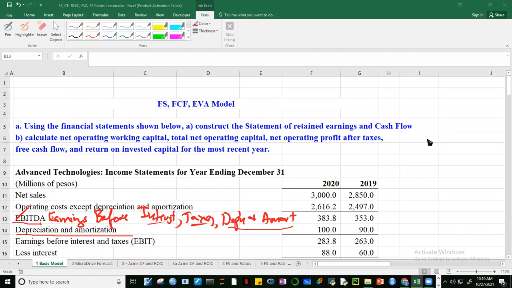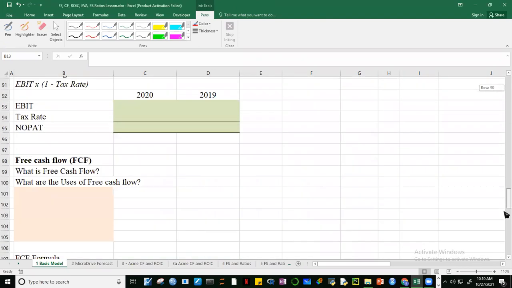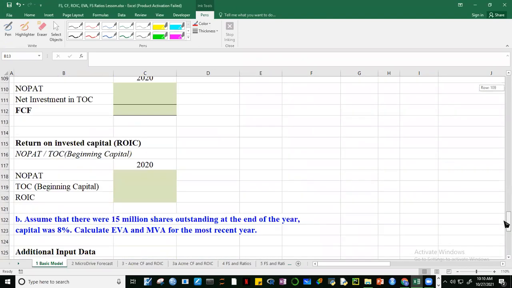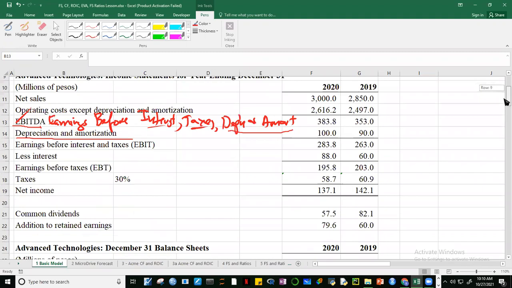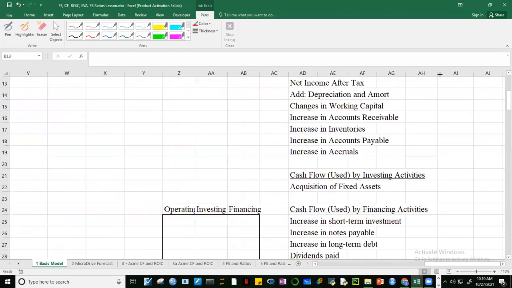Okay, all right, since your answer is yes, then I would assume that you know how to construct your statement of cash flows. So that will be part of your assignment for next week. You will be required to construct the statement of cash flows for Advanced Technologies.